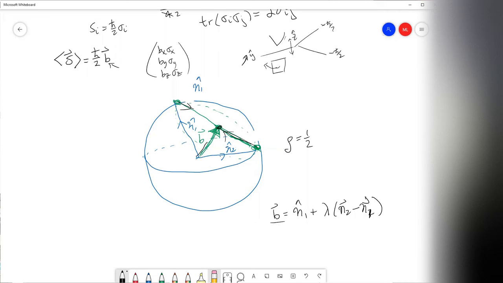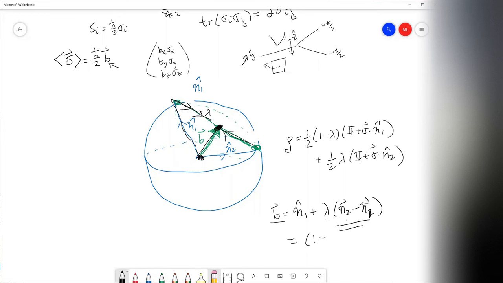And so the B vector, the way you could get from here to here, could also be just going up by N1, then over by some distance lambda times the difference between these two vectors. So this is just some vector addition. To get from the origin to here, you could just go by B, but you could also go up by N1 and over by lambda, some distance, N2 minus N1. And so then your rho matrix, sorry, I'm going to run over a little bit, but I'll just finish this thought, is given by 1/2 times 1 minus lambda times the direction along N1 plus 1/2 lambda times the direction along N2. Because I can write this as 1 minus lambda N1 hat plus lambda N2 hat.